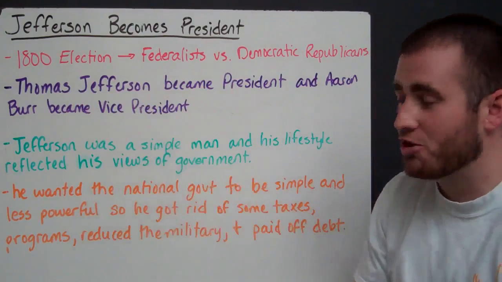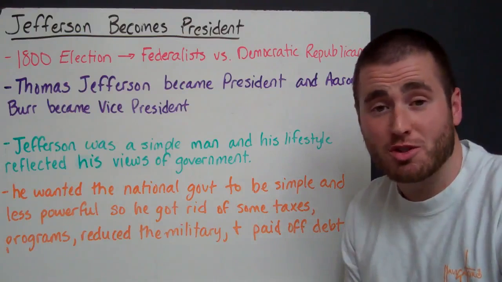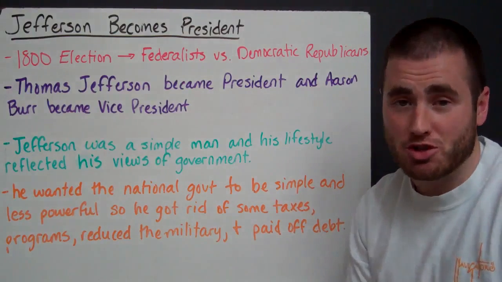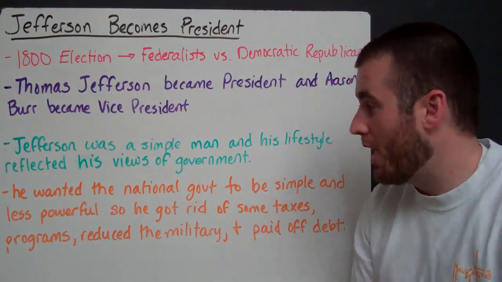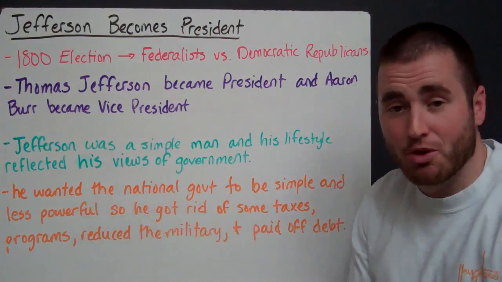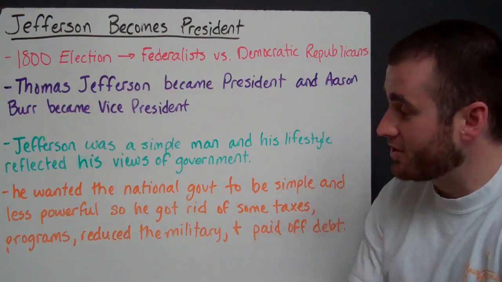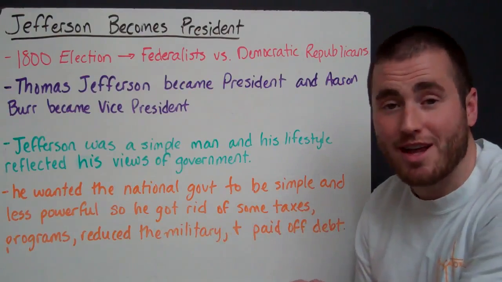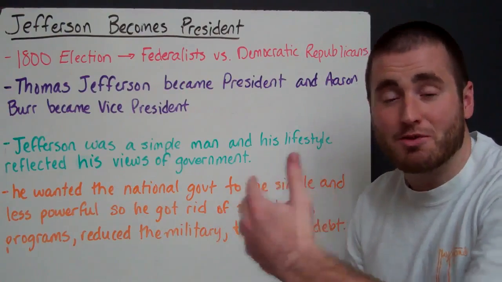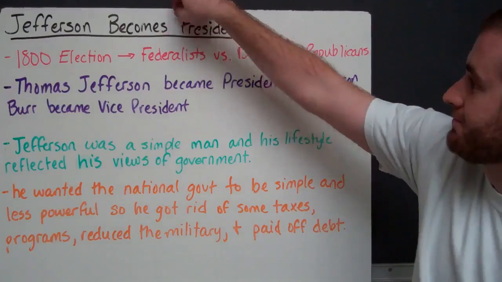All right, so Thomas Jefferson, he was a simple man, and the fact that he was a simple man meant that he kind of believed the government should be simple, less powerful. The national government shouldn't have so much control. And so he wanted the national government to be simpler and less powerful, so he got rid of some of the taxes, he got rid of some of the programs, he reduced the size of the military, and he paid off a lot of debt. That started the process of simplifying our national government.